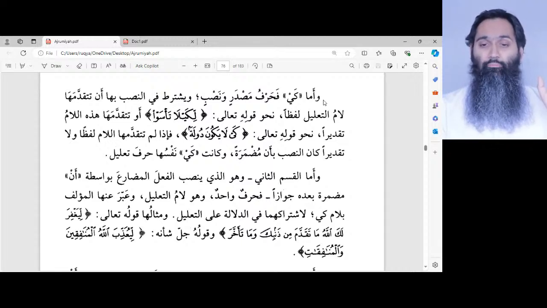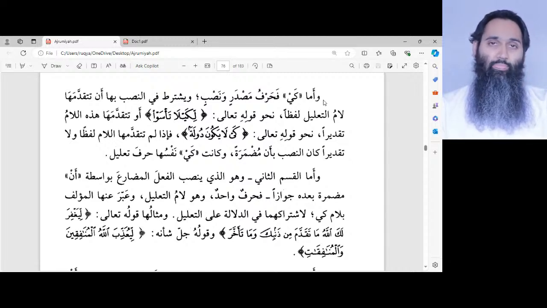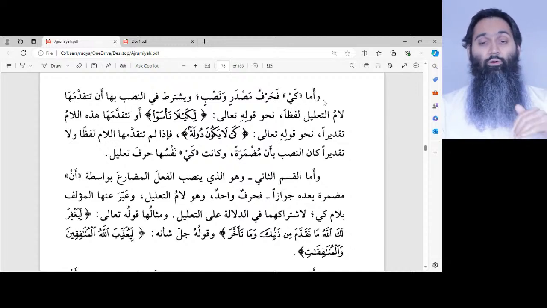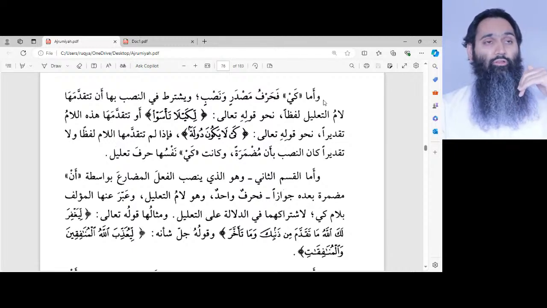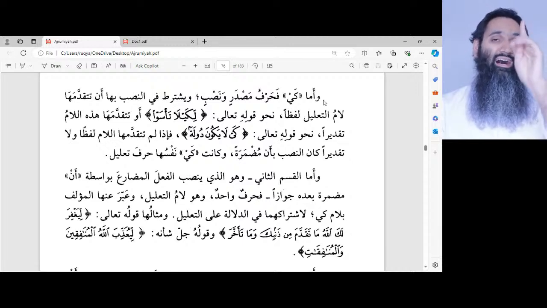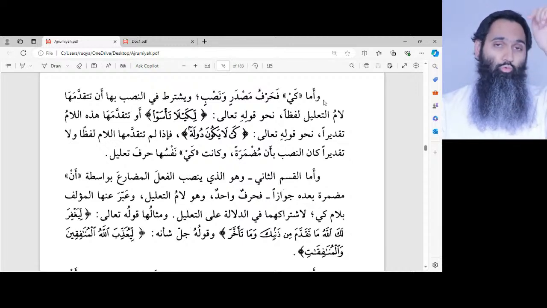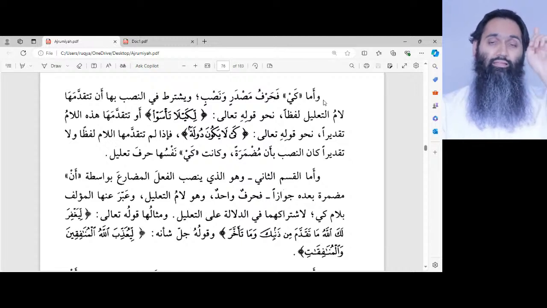Before, the lam was harf ta'leel, the lam that comes before K, either lafdan or taqdeeran. But now because that lam is not there, the lam of ta'leel is not there, lafdan nor taqdeeran, K takes up this function and itself becomes harf ta'leel, and now it does not make the fi'l mudari mansoob. What makes the fi'l mudari mansoob is the an mudmaratan wujuban ba'da al-K.